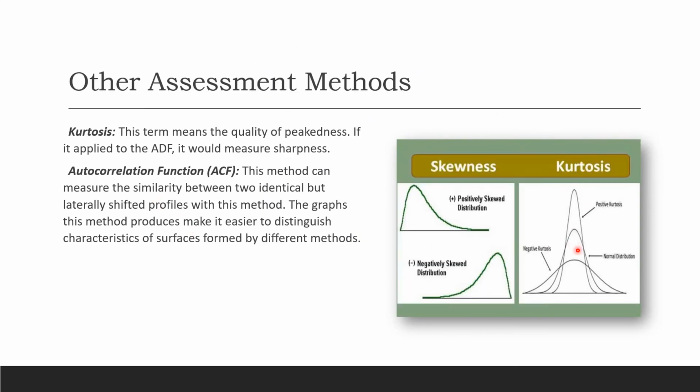Kurtosis is like this. This term means the quality of peakedness. I usually go without the ed, I just call it peakness. So what we're trying to say is the height of this peak. We're dealing with the quality of these little peaks right there, and we call it kurtosis. If applied to the ADF, the first method, it would measure the sharpness. Since we're dealing with the peak, we are dealing with the sharpness as well.